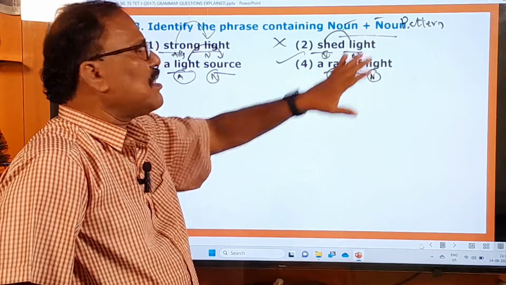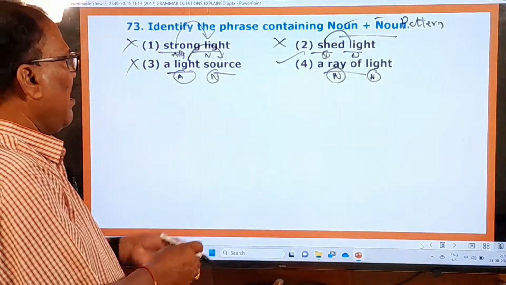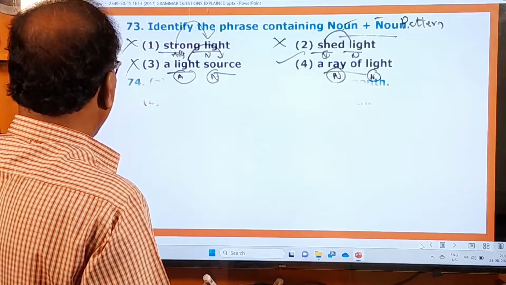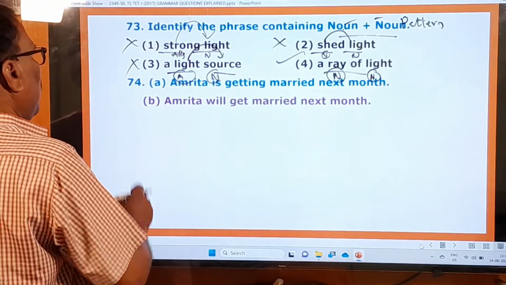This only comes under this noun plus noun pattern. Okay, and this is what I can say. And now let me go to the next question, the 74th one.